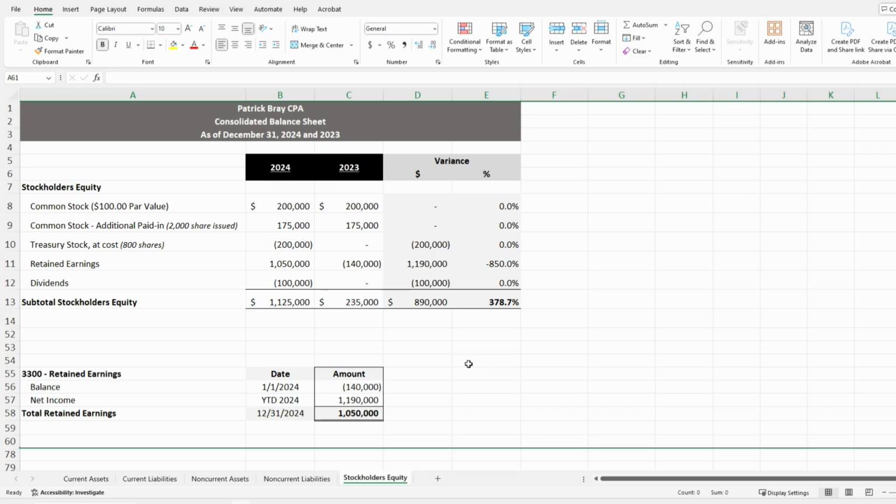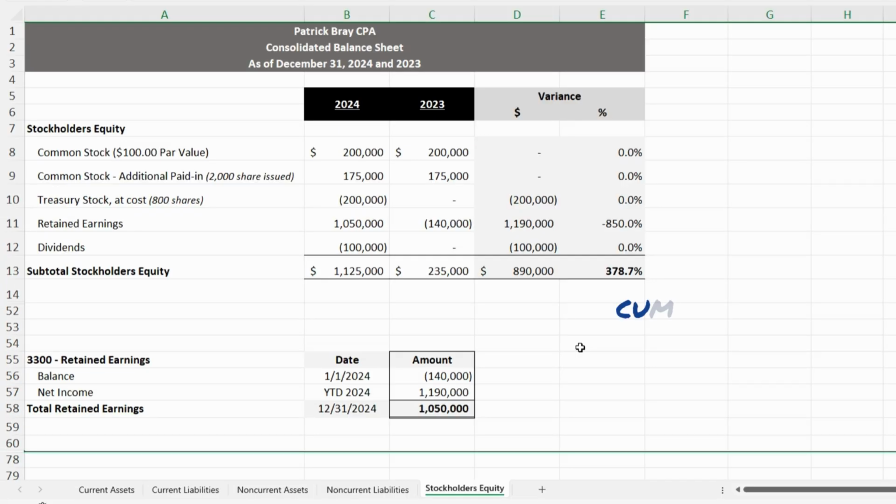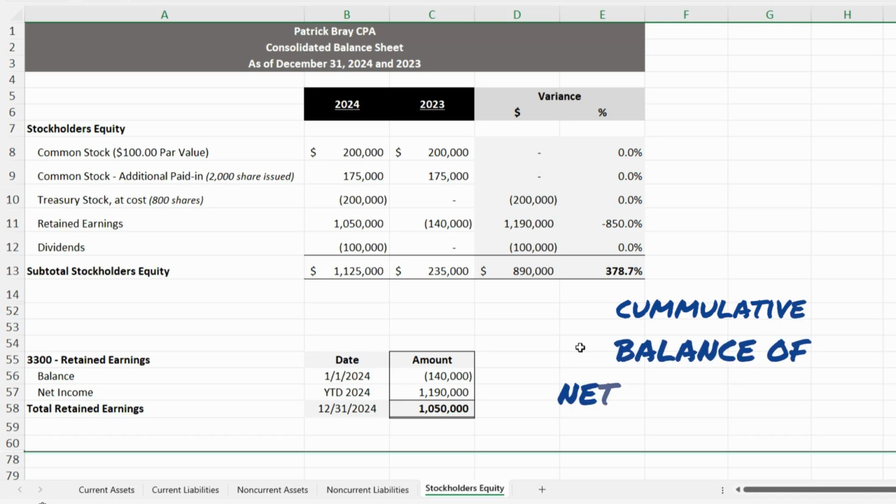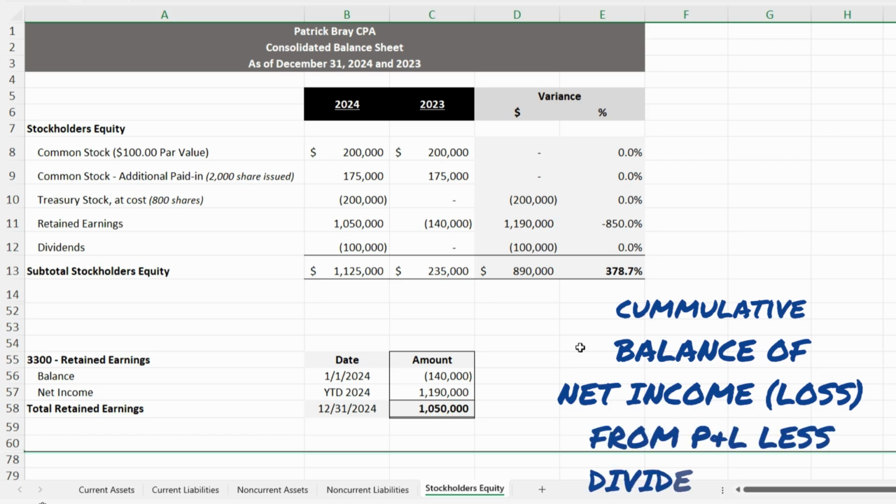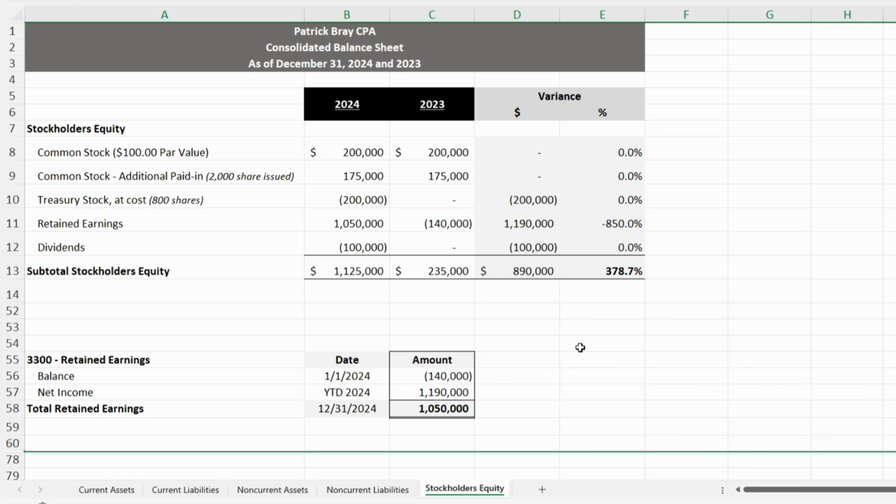Okay, 3,300 is our GL account for retained earnings. Retained earnings is the cumulative net income that this company has retained over its life, less any dividends that have been paid out. So every year, net income gets closed out from the income statement onto the balance sheet in this concept called retained earnings.